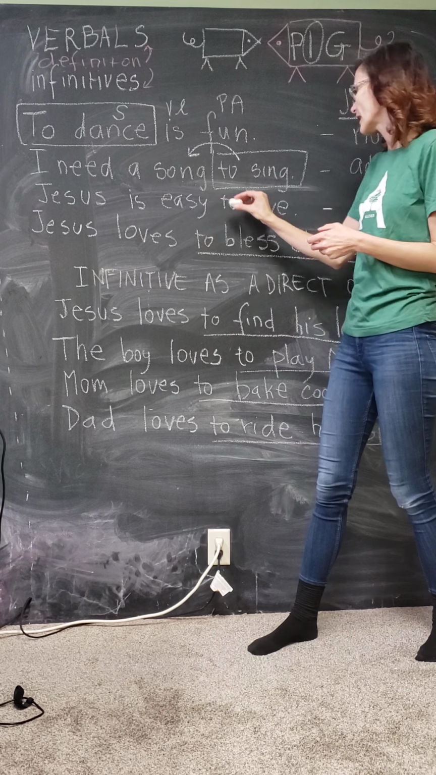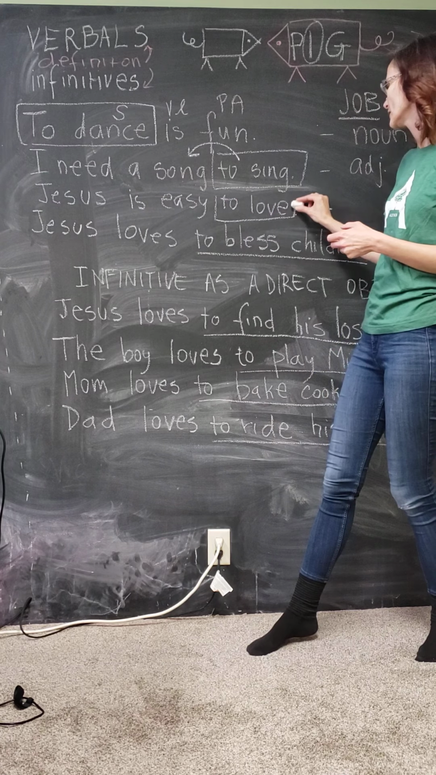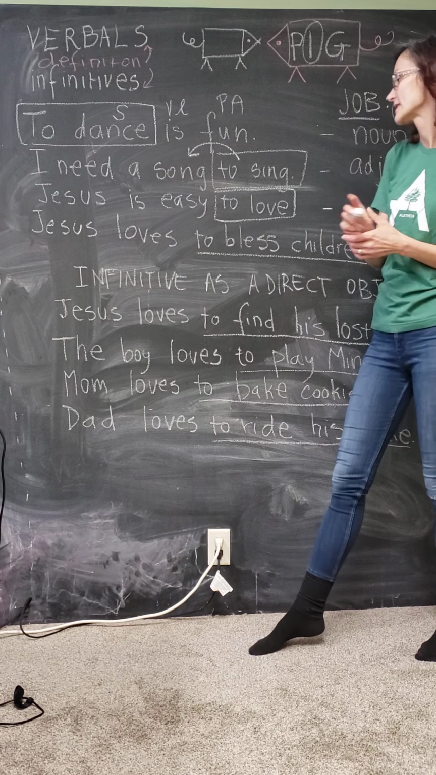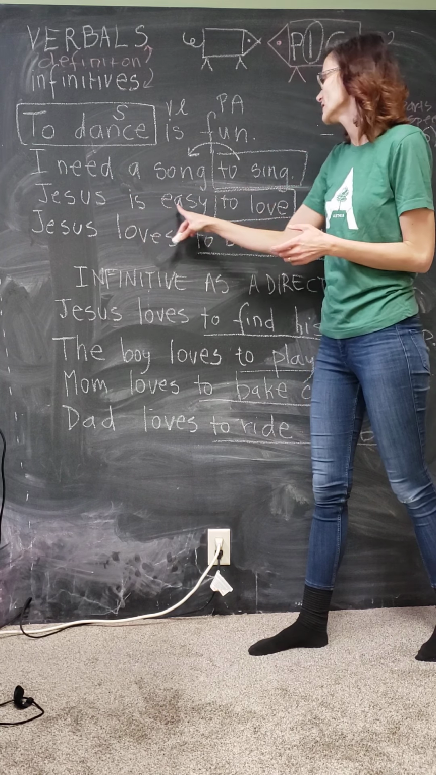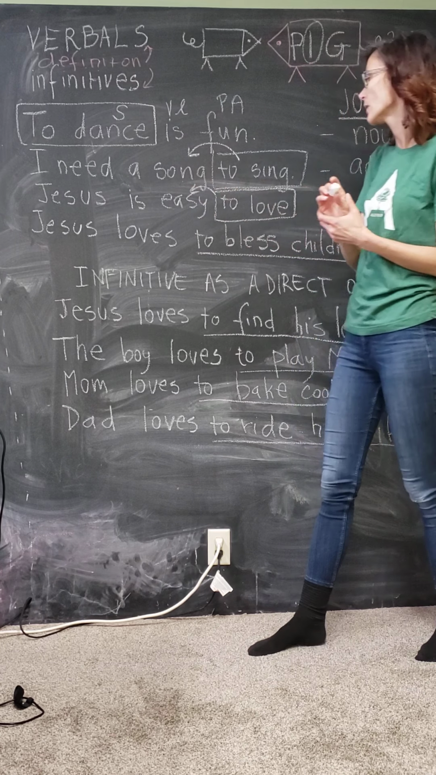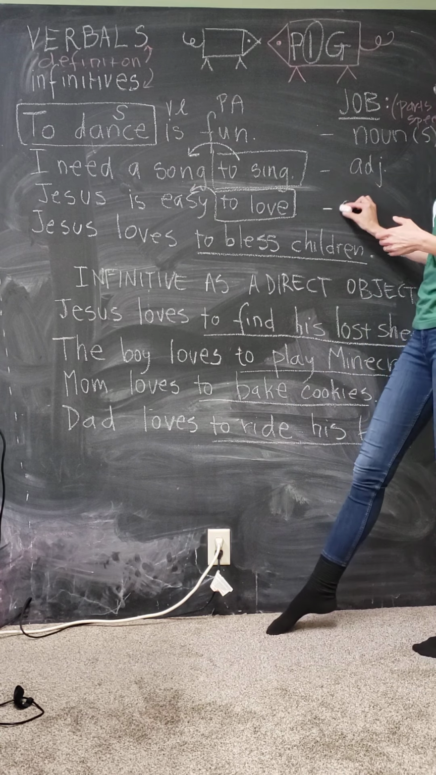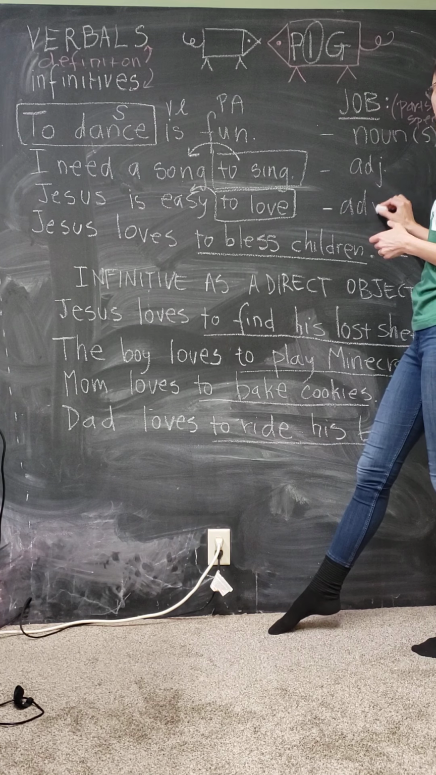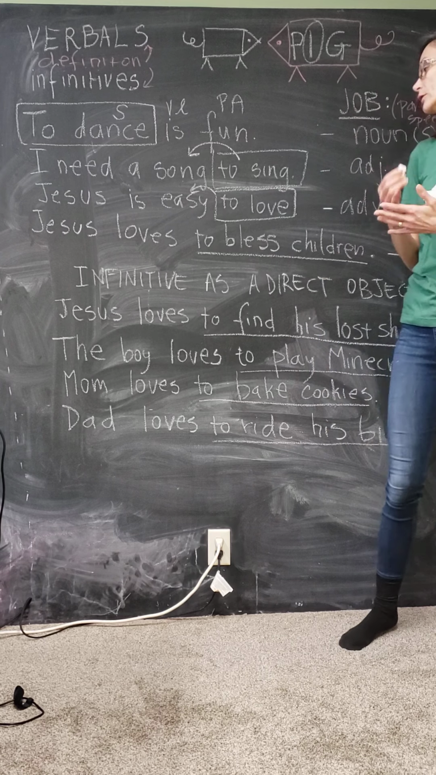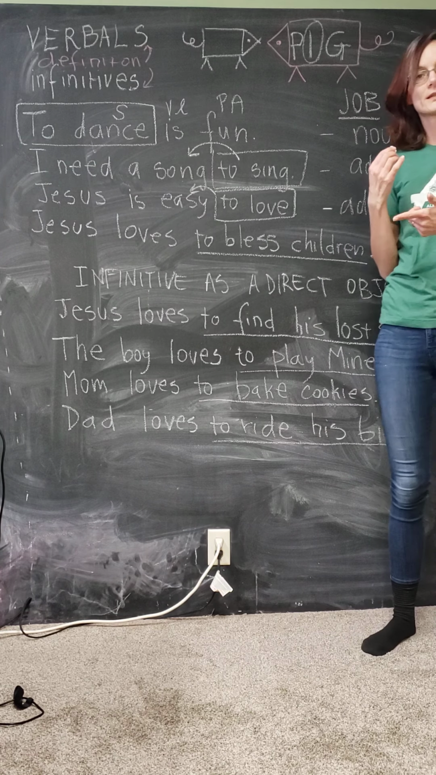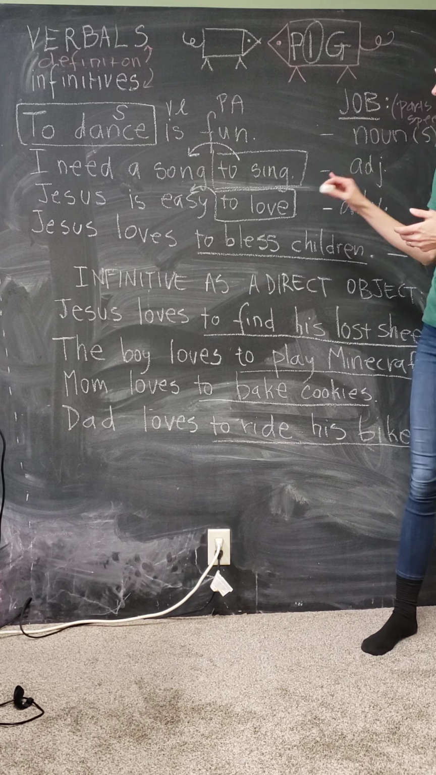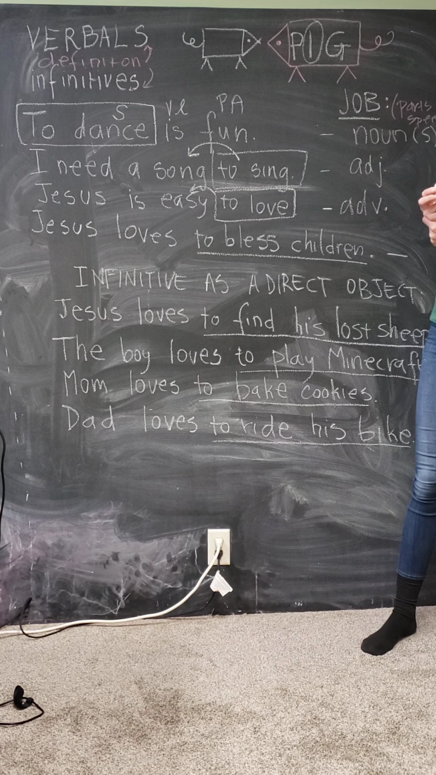Jesus is easy to love. Again, my infinitive here, my verbal, is to love. And it actually modifies my easy. He's easy to what? To love. And so that acts as an adverb because it modifies another adjective. As you all know, the definition for adverbs, right? An adverb is a word that modifies a verb, adjective, or another adverb. So in this case, this acts as an adverb.